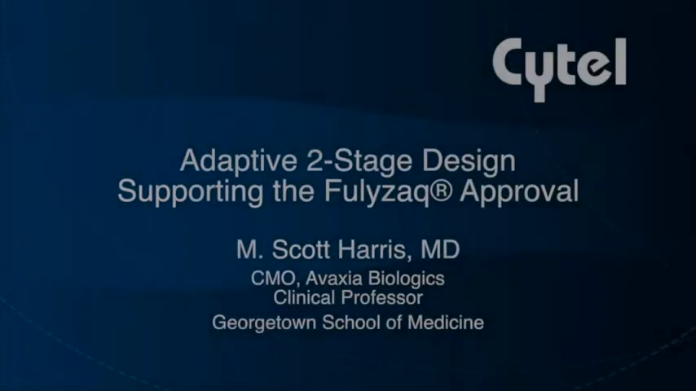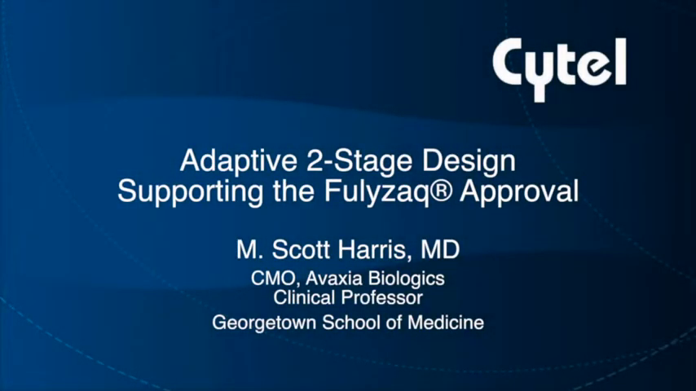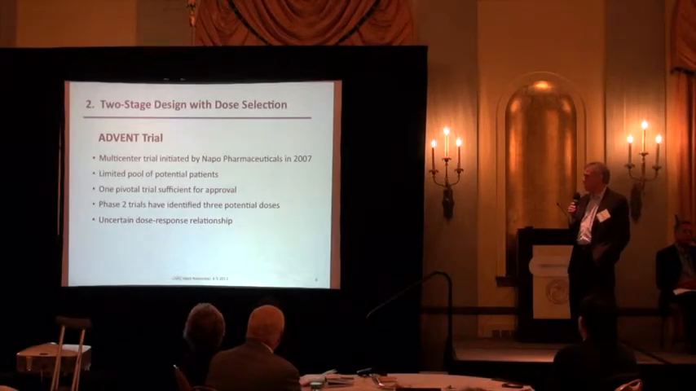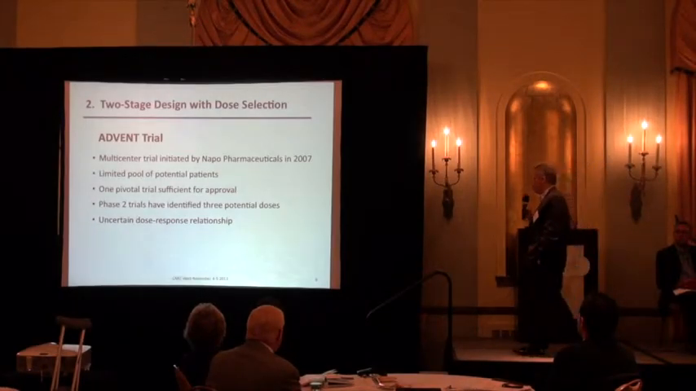This is the second example, which is a two-stage design with dose selection. So let me take you back to 2007 when I was at Napo Pharmaceuticals. We were designing a trial. We were given the go-ahead by the FDA to go into phase 3, and we had a real problem.